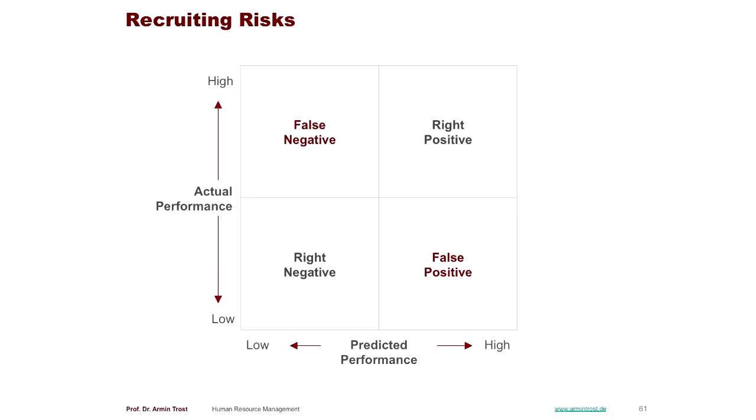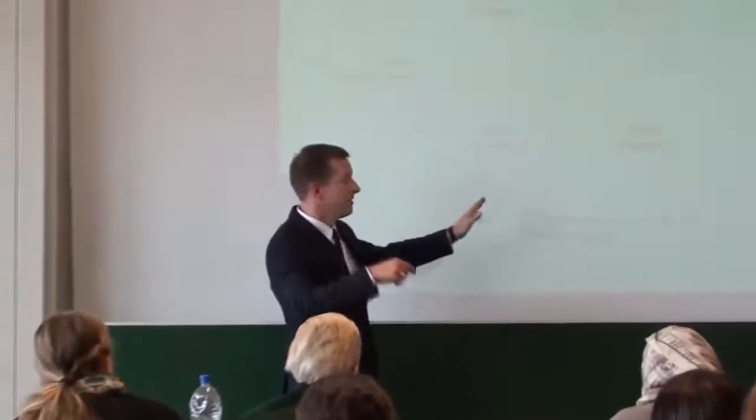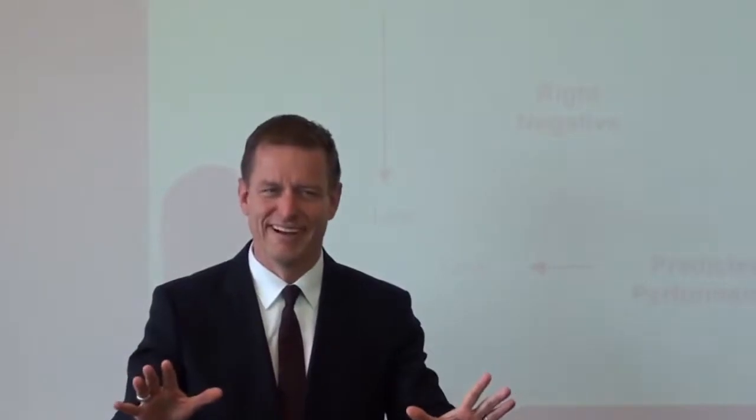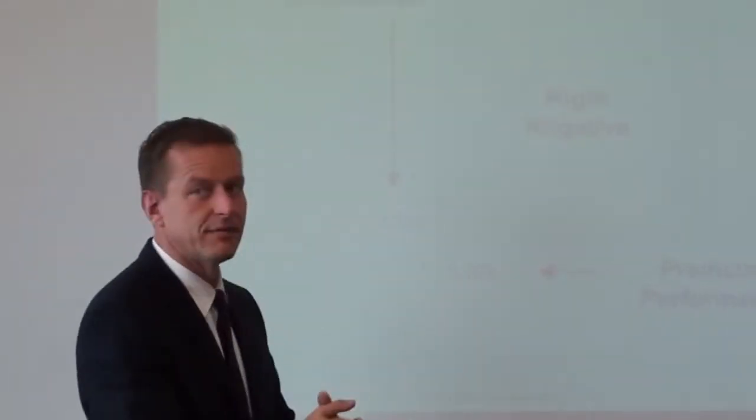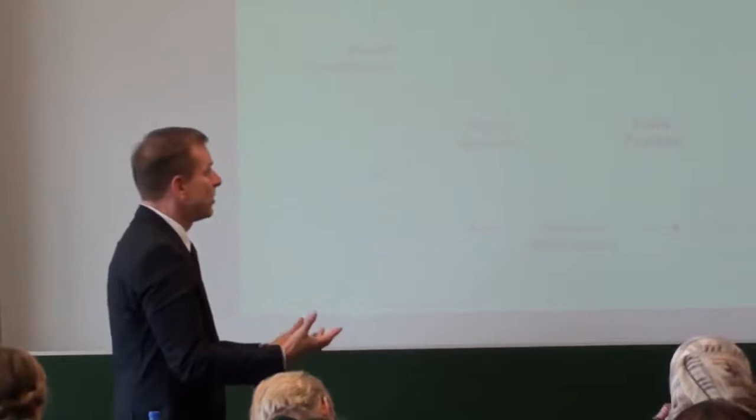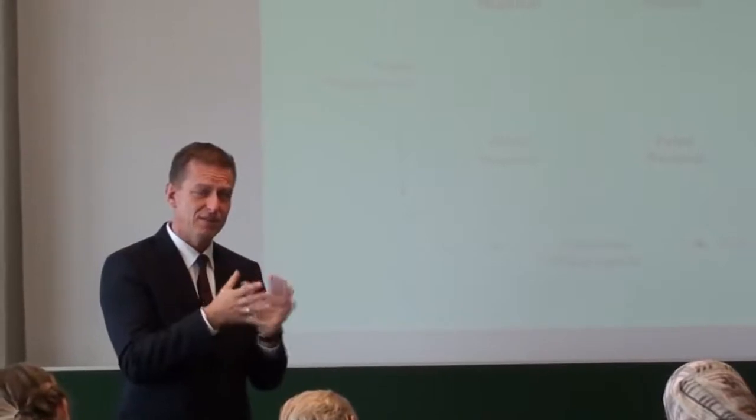So we have 4 situations where we can end up. One situation is that I say, I don't think that you will perform well, so I reject you. And indeed, if I had hired you, performance would have been low. That's great. That was the right negative. If I think your performance will be very high, and indeed, once I have hired you, performance is really good, then we talk about right positive. That's great too.